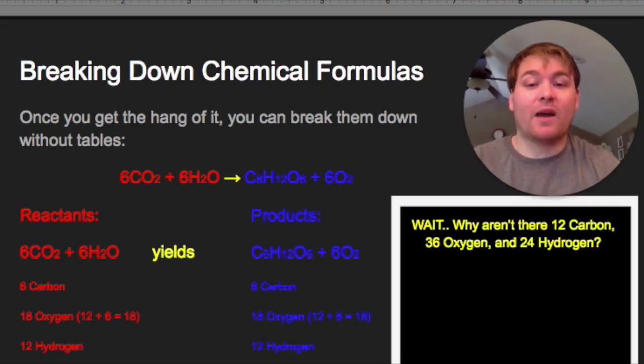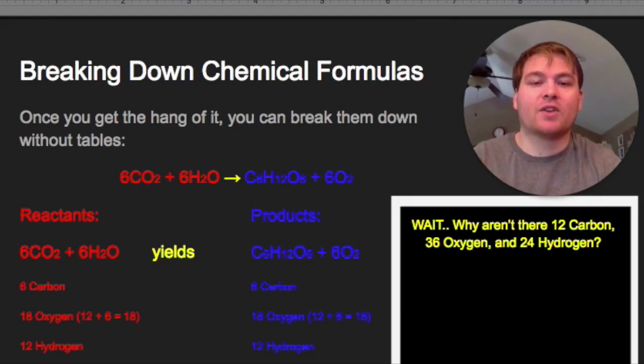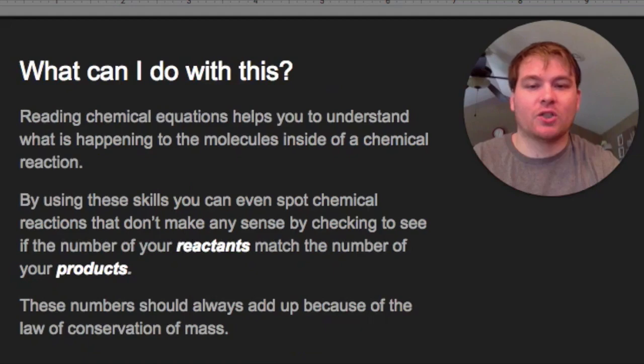That's because I don't count them twice. You don't count the ones on the left and right because those are separated by the chemical reaction. Those products at the end are the exact same elements as the reactants at the beginning. So counting them twice doesn't make sense. They're the same elements that have been rearranged.